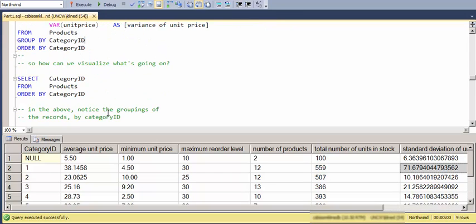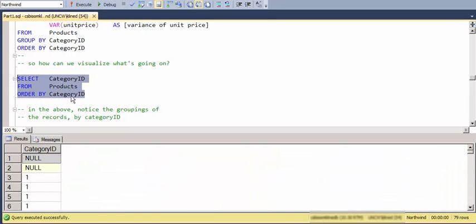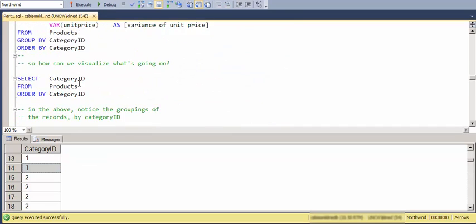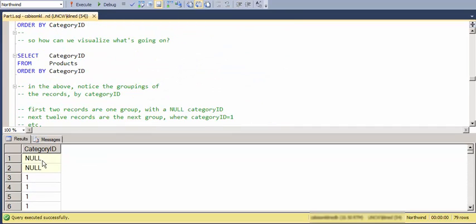So how to think about this and visualize what's going on. Here I'm going to select all the categories and order by the category ID. And this is still from the products table. So what I see here is that I have two products that have a null category ID. That's one group. And then I have, beginning in record 3 here, 3 through 14, 12 records that are all in category 1. Right? So I can see the groupings as I scroll through the records.